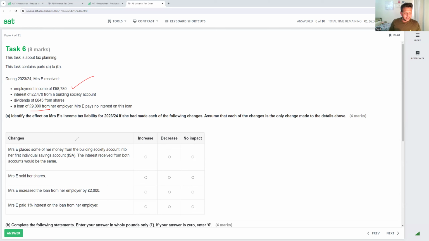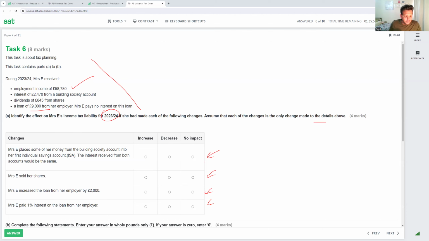All right, let's quickly have a look. It says identify the effect on Mrs. E's income tax liability 23-24 if she had made each of the following changes. Assume that each of the changes is the only change made to the details above. So we have to think everything is separate. You don't need to make it together. Every single thing links with the original details separately.